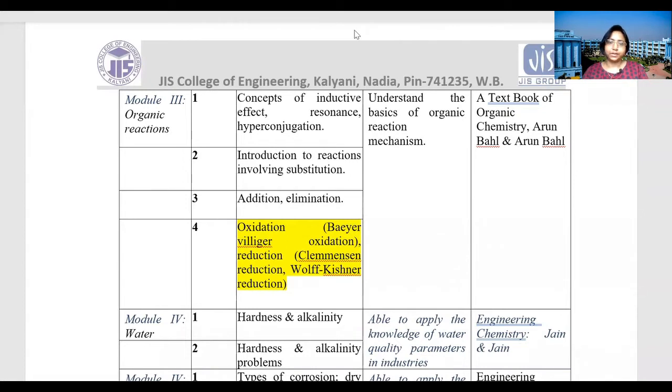Okay, so this part, number 4. And also the textbook of organic chemistry is available in the library, you can also collect it.